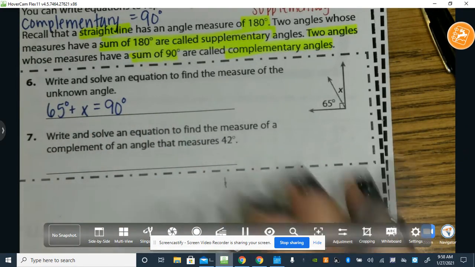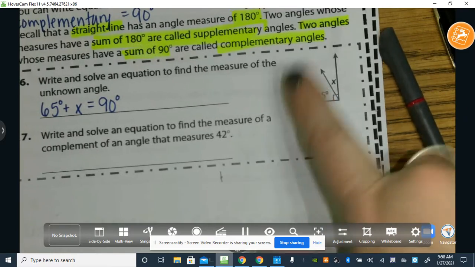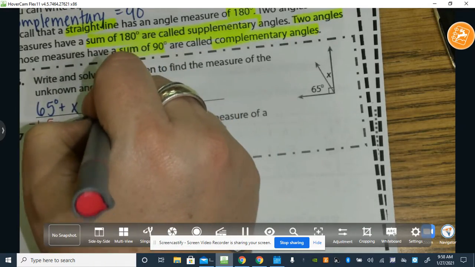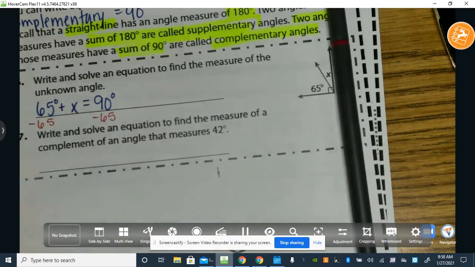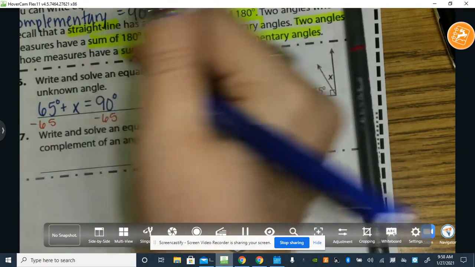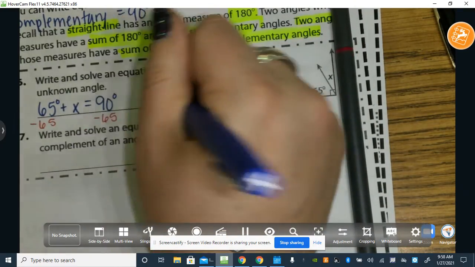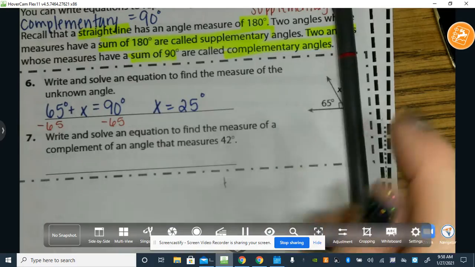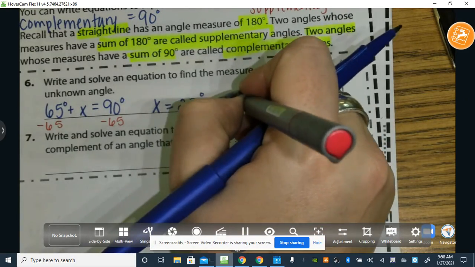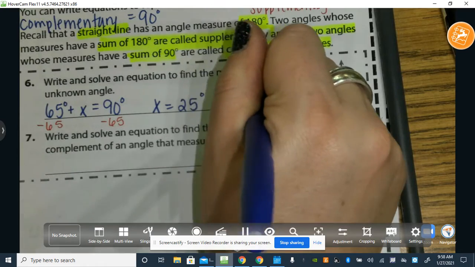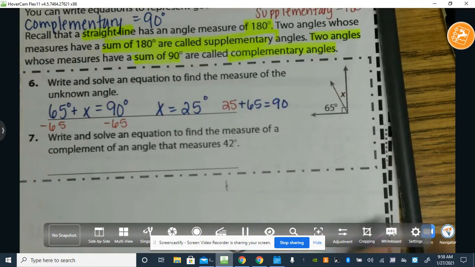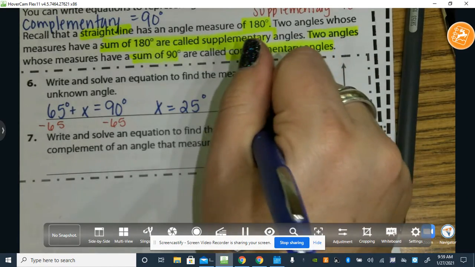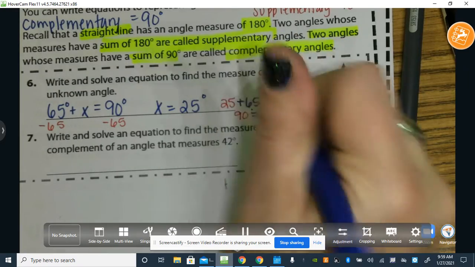So I need to get rid of the 65. So think of it like if I cut off that 65. If I cut off the 65 here, I must take it away from this side. Then I'm left with x is equal to, now I need to do some subtraction. So I have 5, that becomes an 8. So I have 25 degrees. And I can check this by saying 25 plus 65. Does that give me 90? Okay. And 25 plus 65, that does give me 90. And 90 is equal to 90. So it checks.